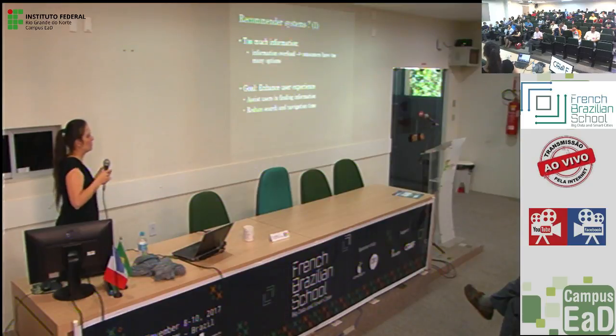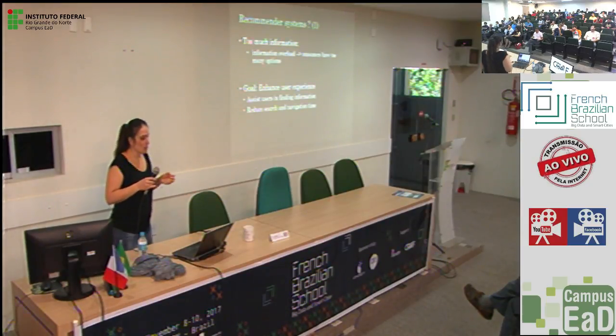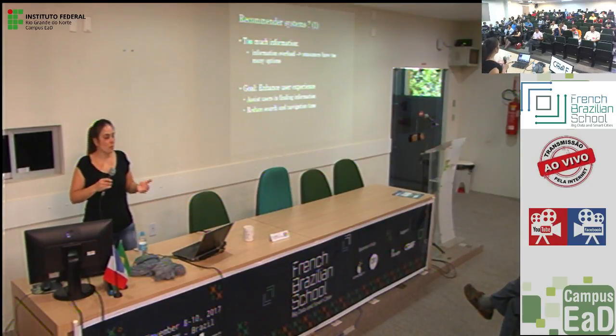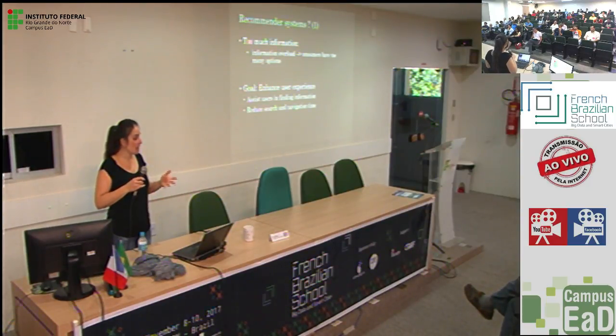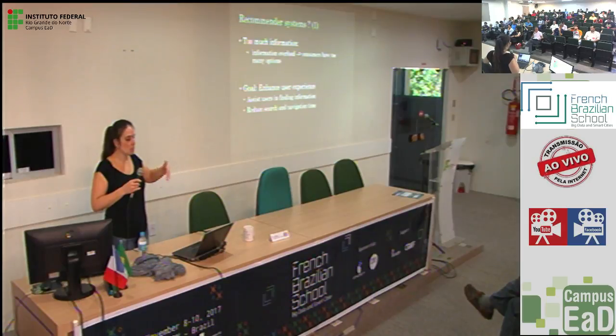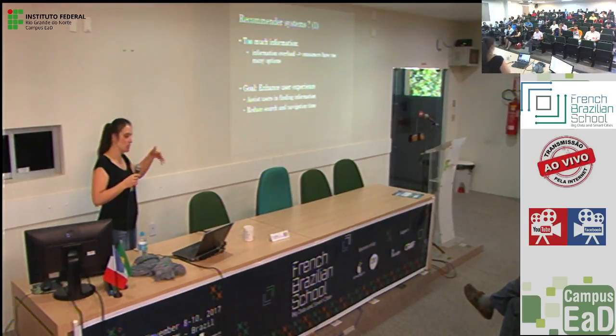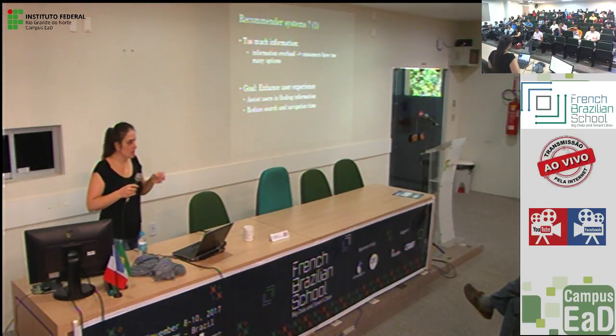Okay, so what are recommender systems? Recommender systems are a particular form of information filtering designed to present information items like movies, music, books, images, web pages, and so on, that may interest the user.